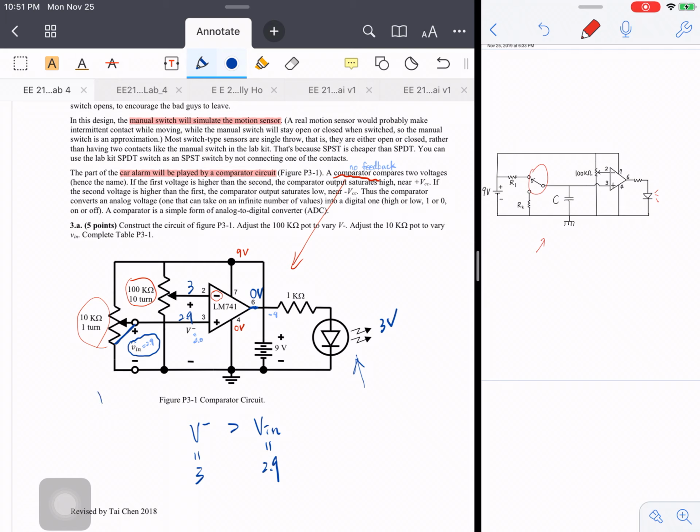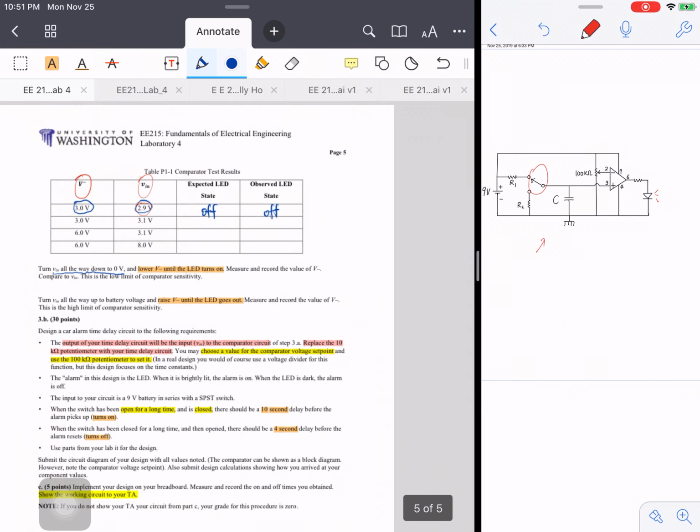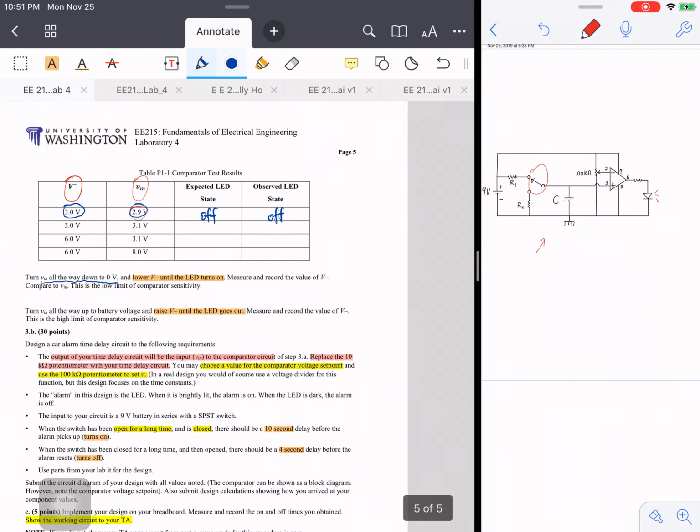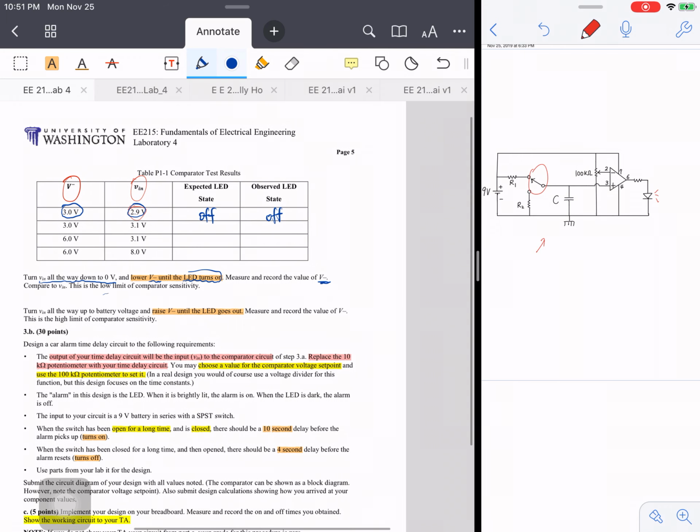Which means that in this case, V in is equal to 0 volt. So you have to adjust this potentiometer such that this arrow goes to this position, which means that V in now is connected to the ground. And then lower the V minus until the LED turns on, and then measure and record this voltage V minus. And this is called the lower limit of comparator sensitivity.